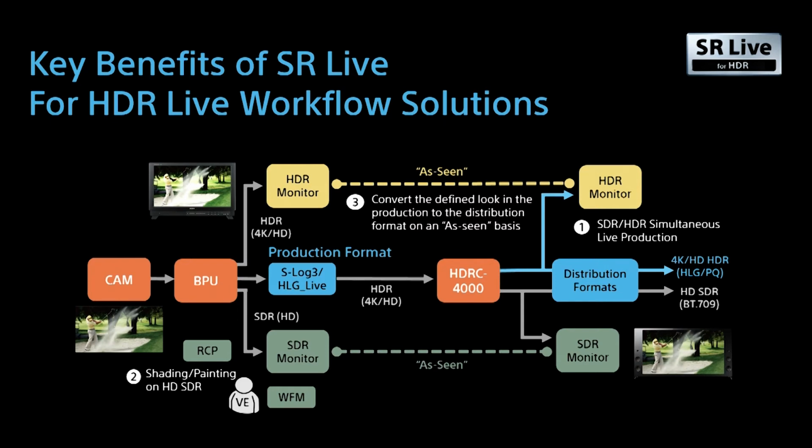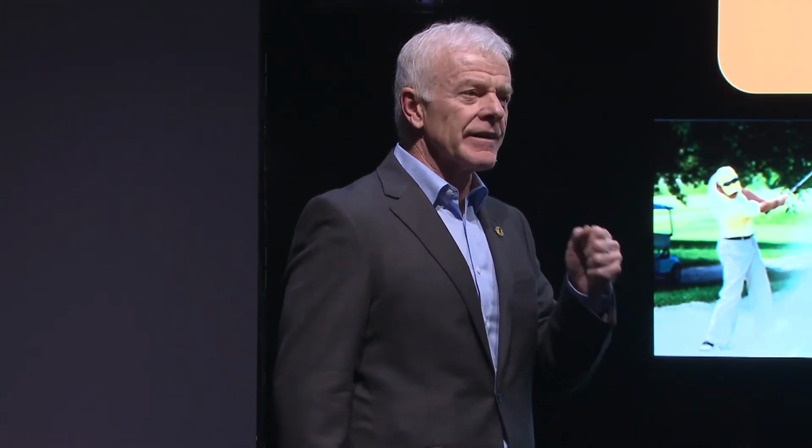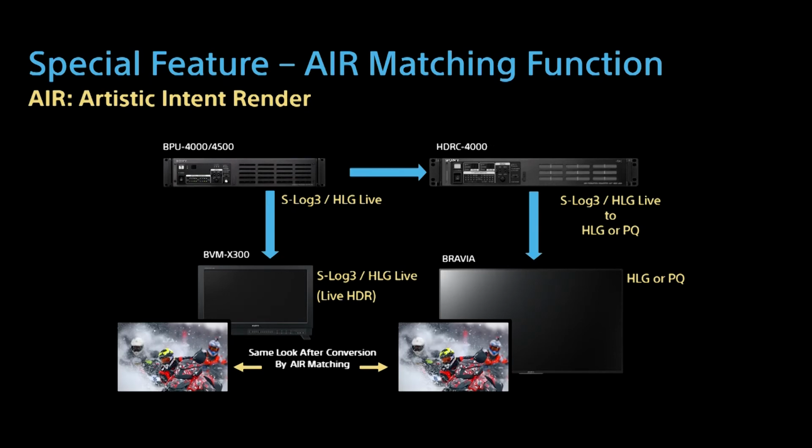The SDR look and the HDR look decided by the technical director of the truck can be transported all the way to your living room. The SDR is 709, the HDR is HLG or S-Log3. That look, that artistic decision can be transported all the way to the living room. This is called artistic intent render. It has some mathematics around it, but I'm not going to talk about it. But it's the first time in the industry that we guarantee that the look of a production can be transmitted all the way to the end user.